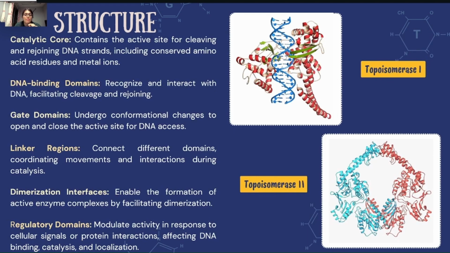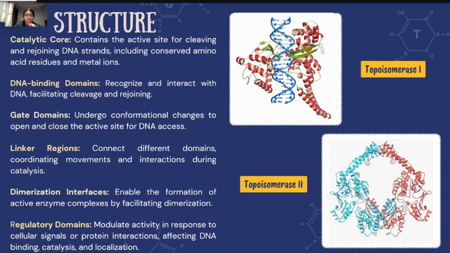Topoisomerases have several key structural components, starting off with the catalytic core. The catalytic core contains the active site for cleaving and rejoining of the DNA strands, including the conserved amino acid residues and the metal ions. The DNA binding domain recognizes and interacts with the DNA, facilitating cleavage and rejoining processes. Then there are the gate domains. These undergo conformational changes to open and close the active site, allowing the DNA to access it.